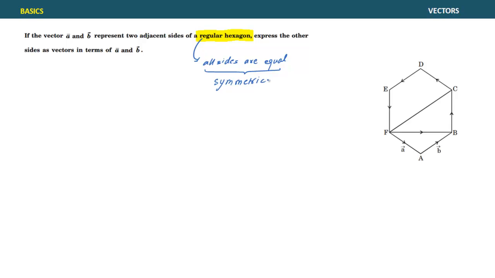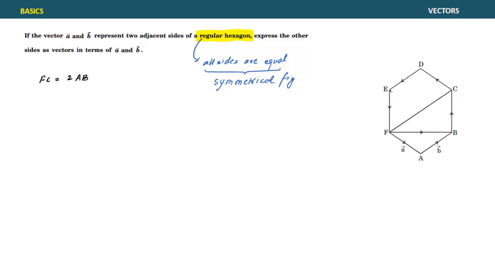I'll try and explain what a symmetrical figure means here with respect to a hexagon, because it is being used very frequently. This is the hexagon which I have taken. Two adjacent sides are A and B. Now you want to find every other side in terms of A and B. This is the question. If C and F are joined, and I check it with AB, the formula you first have to understand is that FC is nothing but twice of AB.